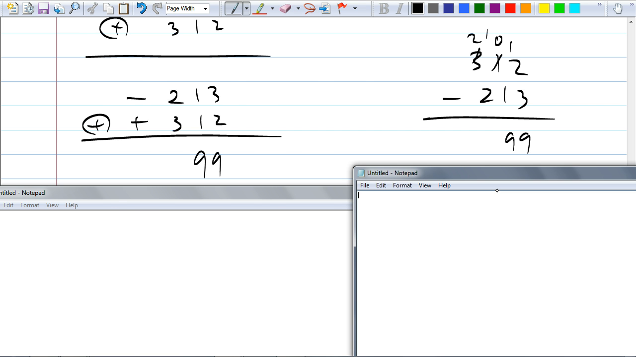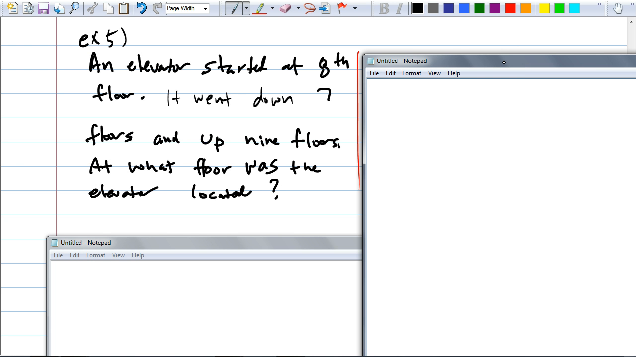Okay, example 5. Your favorite part of your homework: word problems. They give you a word problem. This one is really straightforward, it's not that hard. They want to test and see if you know what positive numbers and negative numbers are. So it says an elevator starts at the 8th floor. It went down 7 floors and up 9 floors. At what floor was the elevator located?